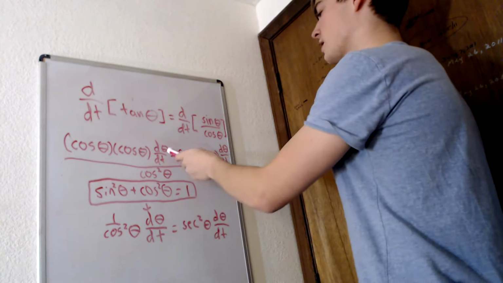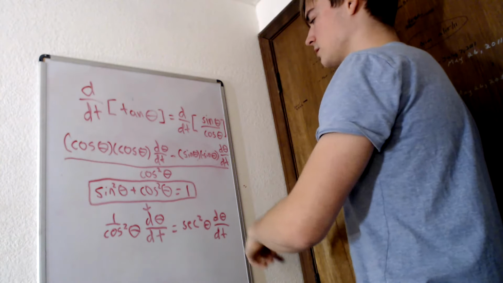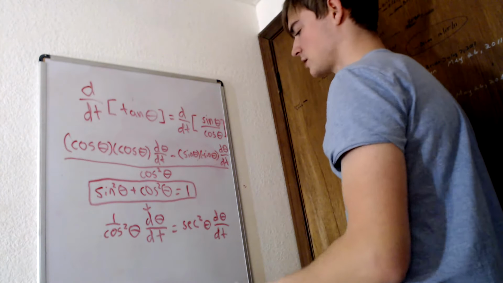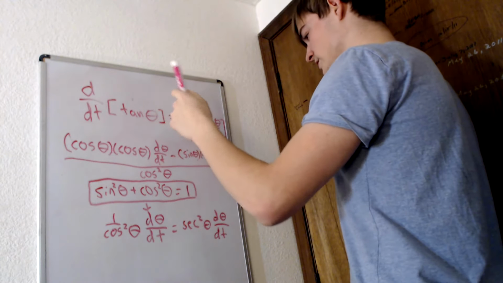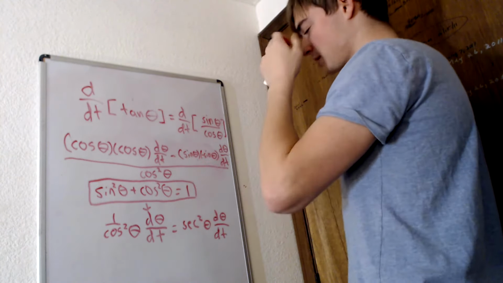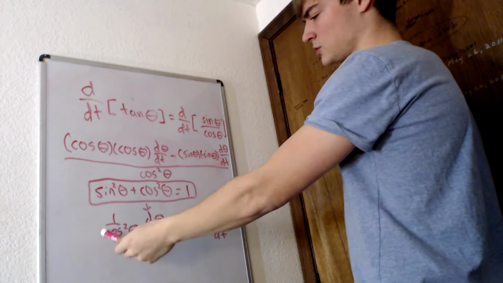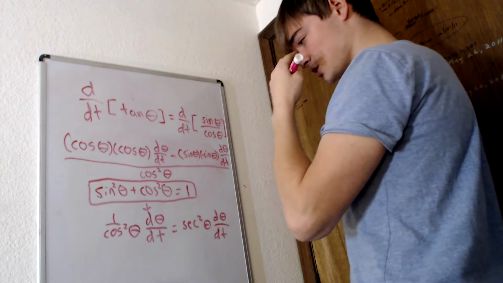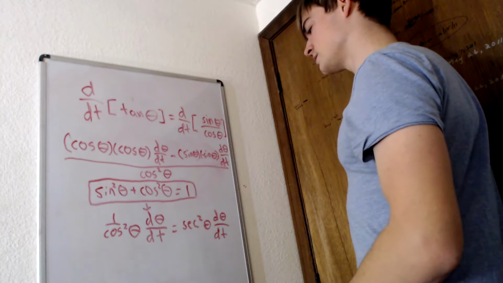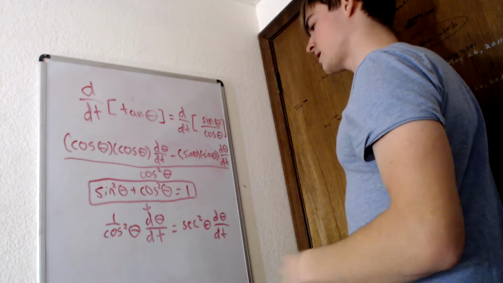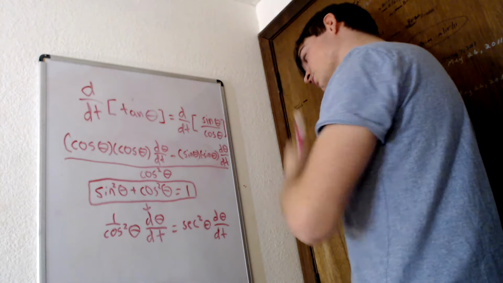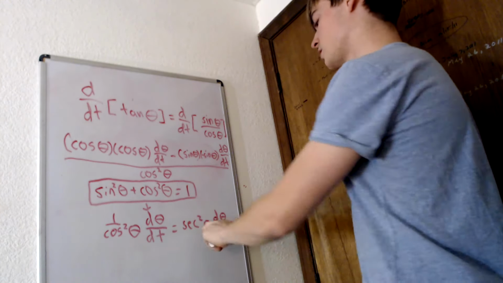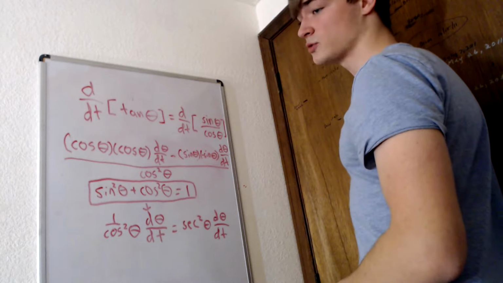And if you factor out the d theta over dt, you end up with d theta over dt over cosine of theta squared, and that is equal to 1 over cosine of theta squared times d theta over dt. Then we can take the 1 over cosine squared theta and turn that into secant of theta squared to make our algebra easier.